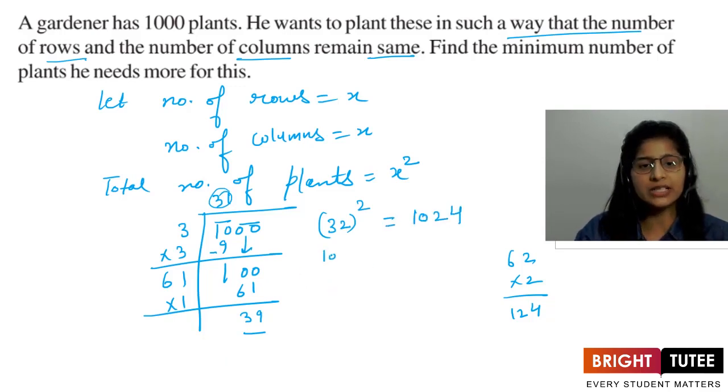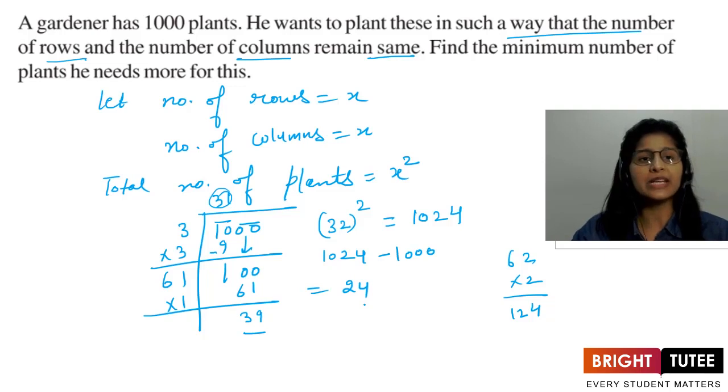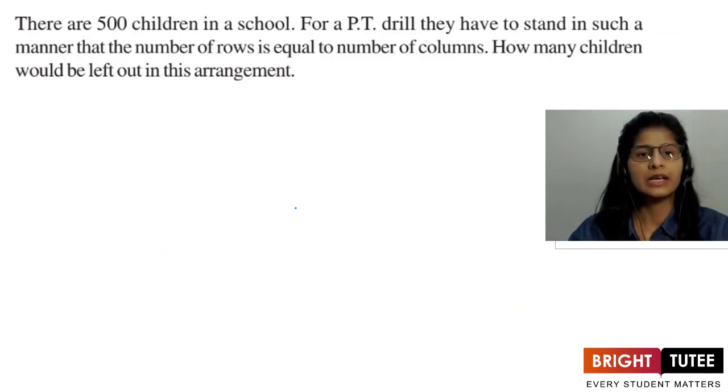Now from 1024 we will subtract 1000 which is given to us, that means we are left with 24. That means the gardener should add 24 more plants so that when he plants them, he can plant them in an equal number of rows and columns. So what is the answer? 24 is the minimum number of plants he needs more for this. Is that clear? Let us do the last question for today now.